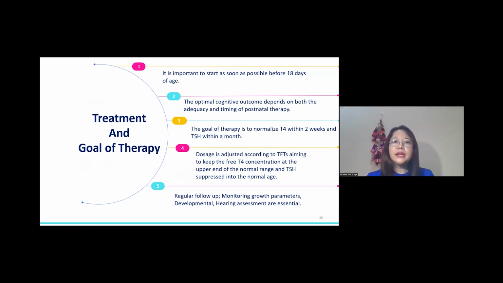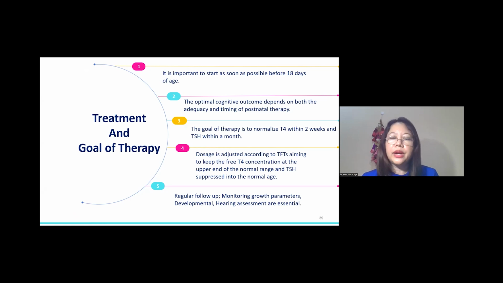Okay, so treatment and goal of therapy. It is important to start as soon as possible, before 18 days of age, to get the optimal cognitive outcome. The goal of therapy is to normalize the T4 within 2 weeks and TSH within a month. And the dosage is adjusted according to the thyroid function test.